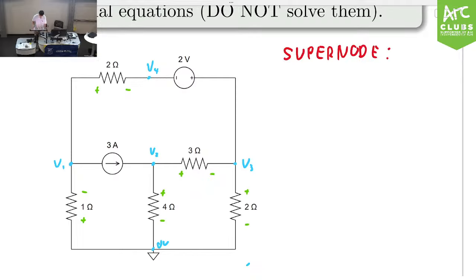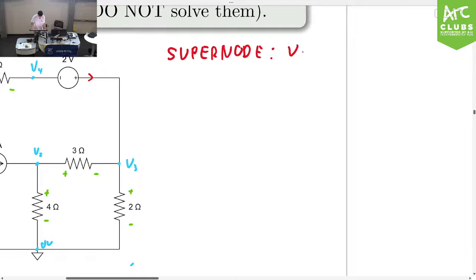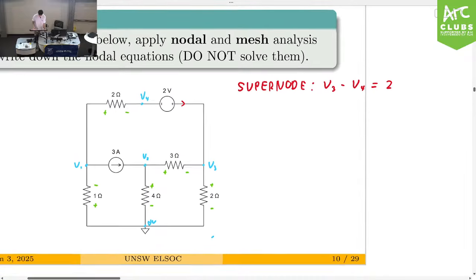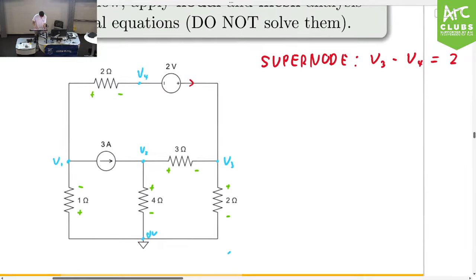Now, you have to make sure we know which one has a higher voltage. So if we look at the voltage source, we know that the current's going this way, from negative to positive. So we know that V3 is actually greater than V4. So our supernode constraint equation would be V3 minus V4 is equal to 2 volts. So that gives us one of our equations we can use to solve.